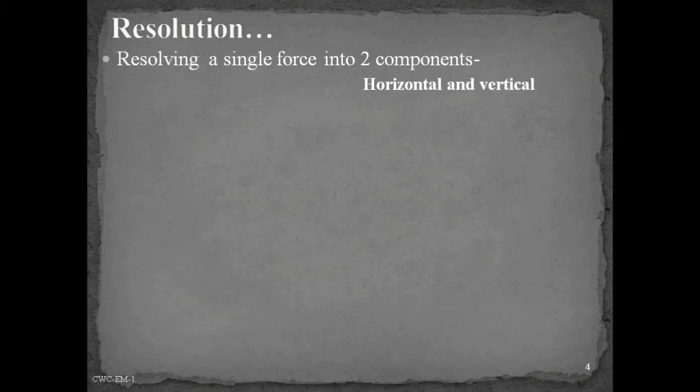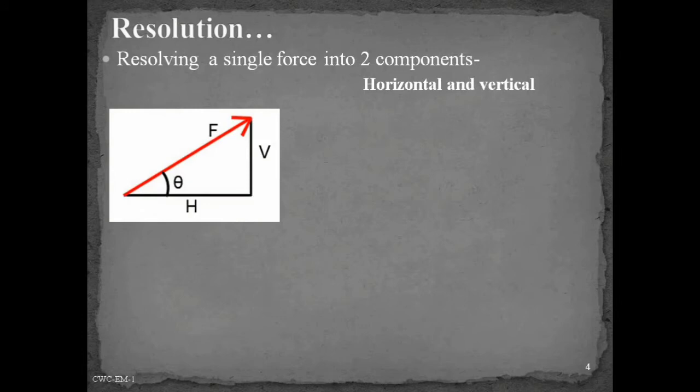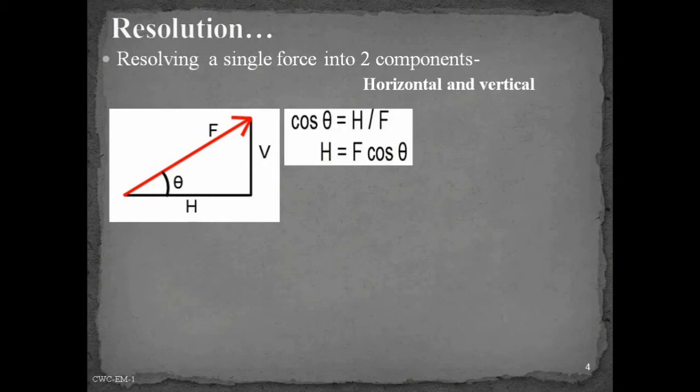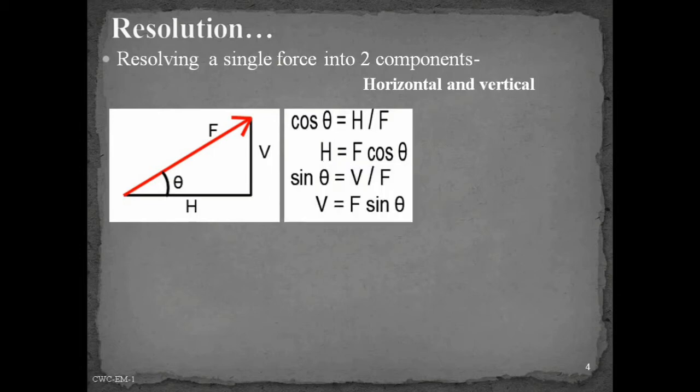Let's see how to resolve the forces in different situations. Consider this figure. In this, the force F is inclined at an angle of theta with the horizontal axis. From this right angle triangle, we can get cos theta is equal to h by F, and h is equal to F cos theta. Similarly, sin theta is equal to v by F, and v will be equal to F sin theta. We can represent the force F, its horizontal component h and vertical component v like this.